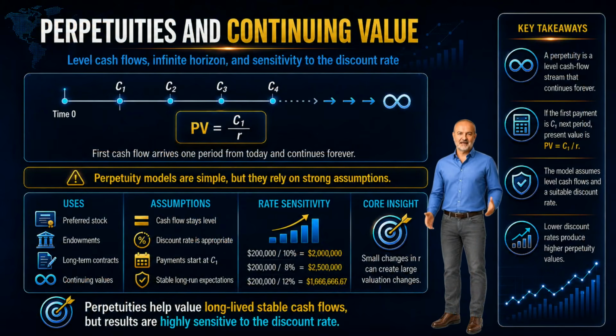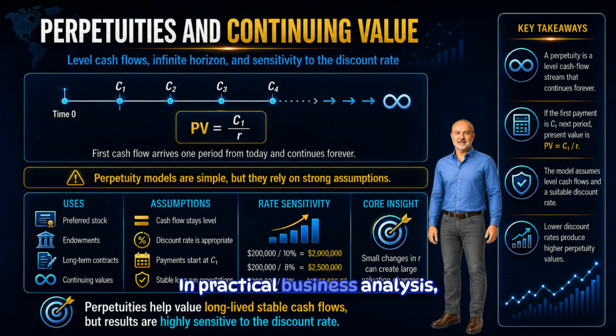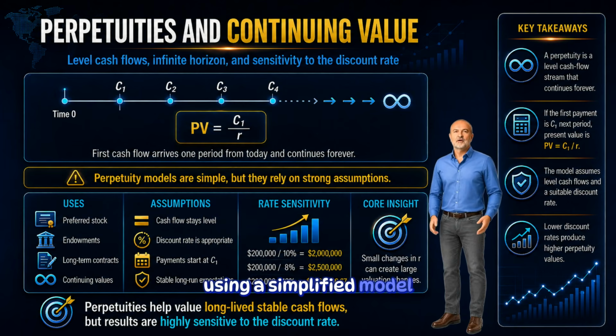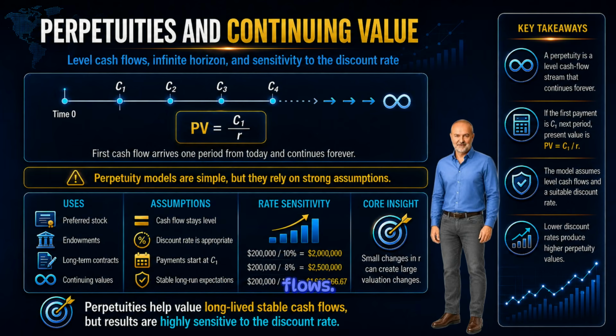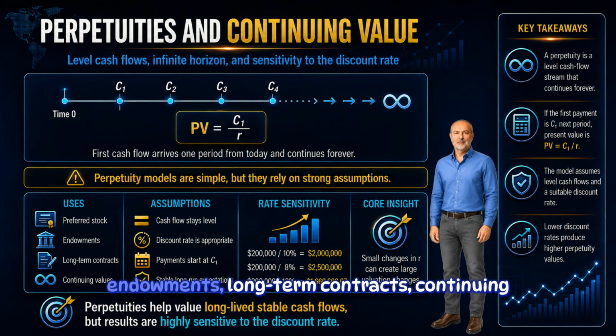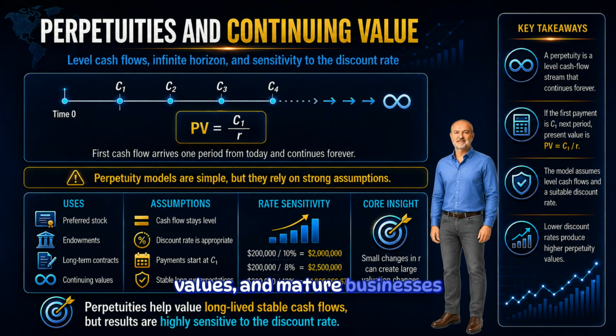A perpetuity is a level cash flow stream that continues forever. In practical business analysis, forever does not mean we can predict every year perfectly. It means we are using a simplified model for long-lived, stable cash flows. Perpetuities are useful for thinking about preferred stock, endowments, long-term contracts, continuing values, and mature businesses with steady expected cash flows.